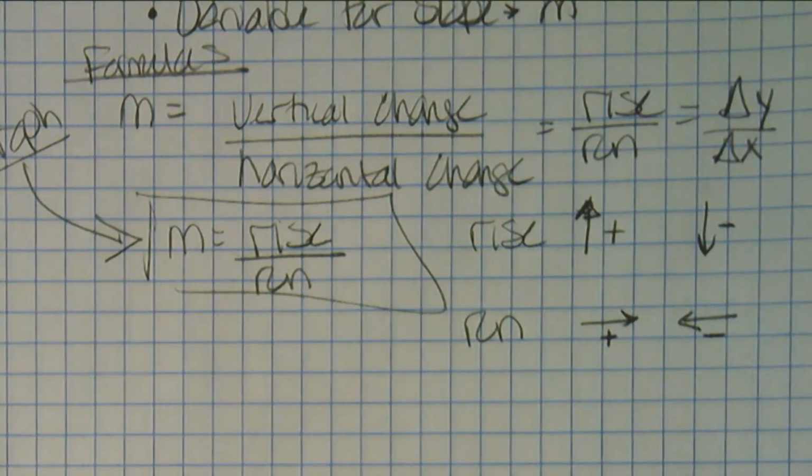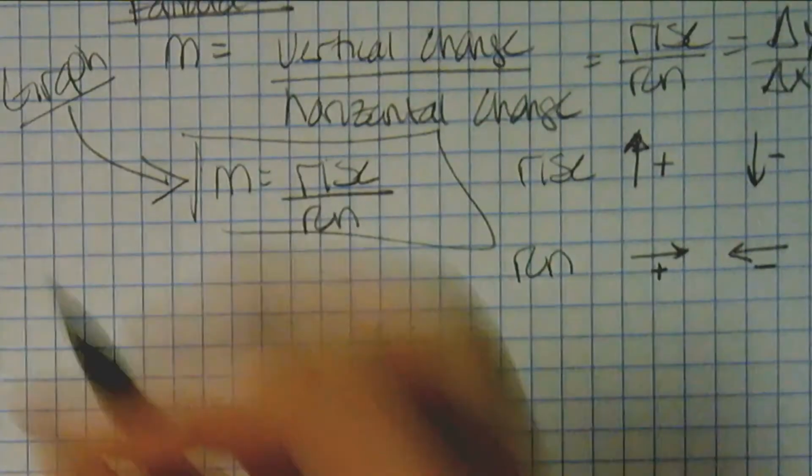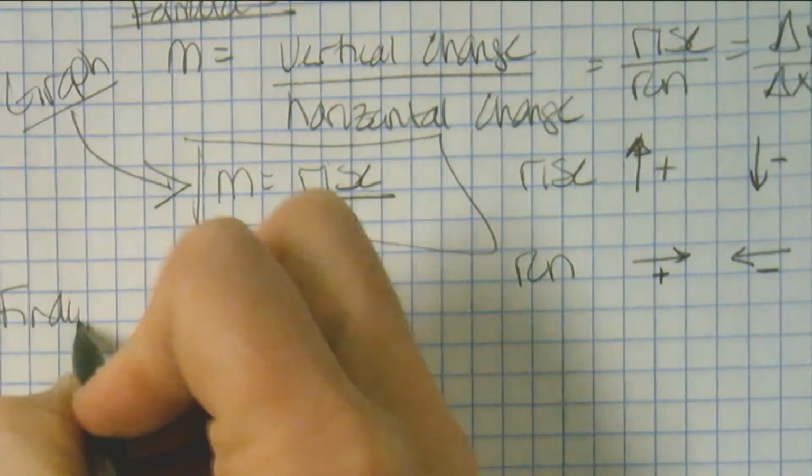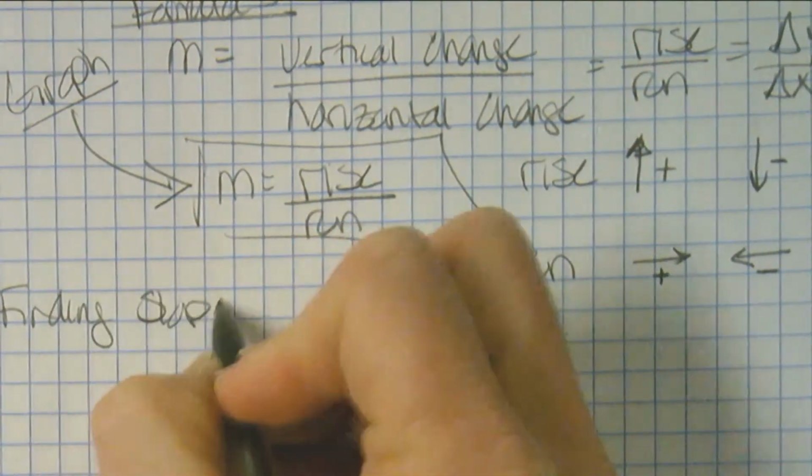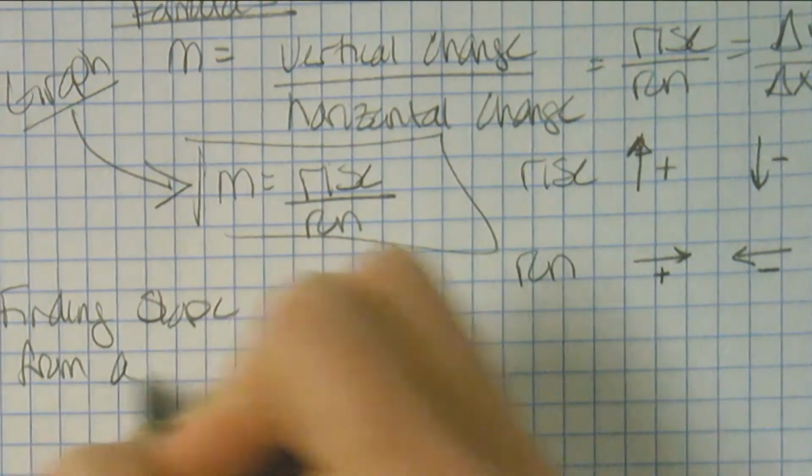All right, so what I want to do is I'm going to give you a graph, and you're going to find the slope of the graph, and then we're going to talk about it, mix it up. If I don't give you a graph, if I just give you 2 points, how do you find slope? All right, so let's talk about finding slope from a graph.